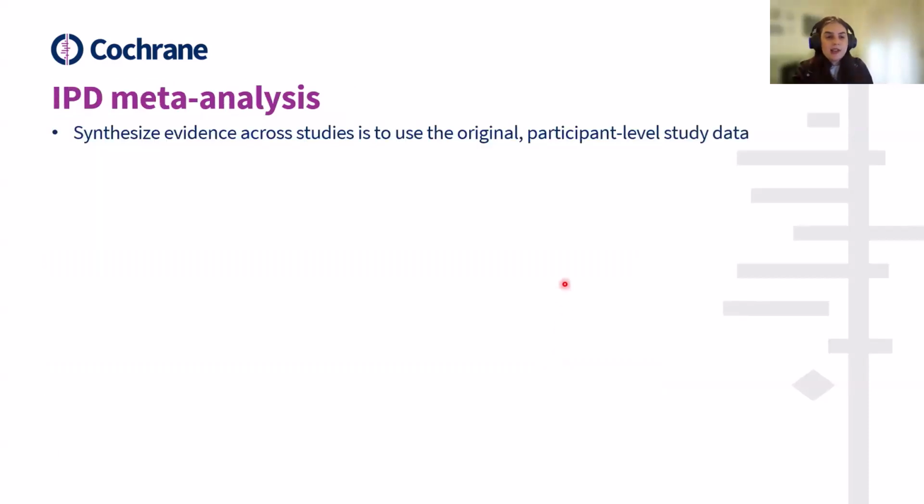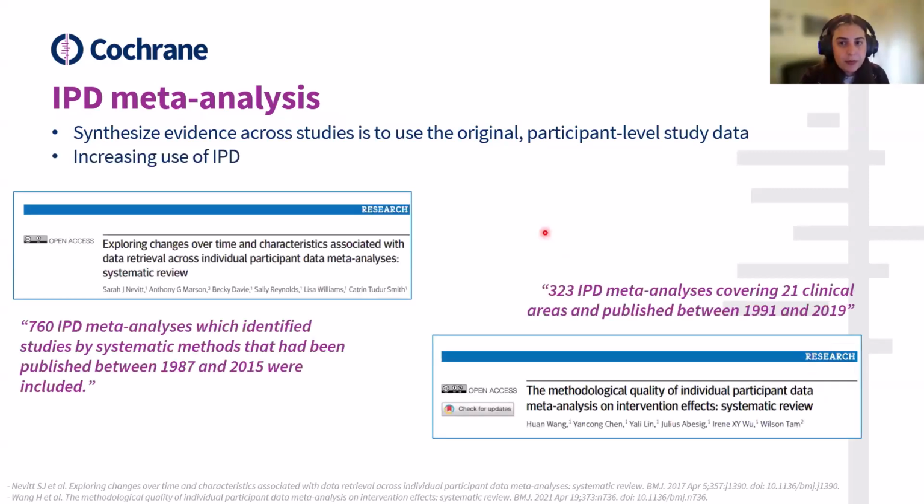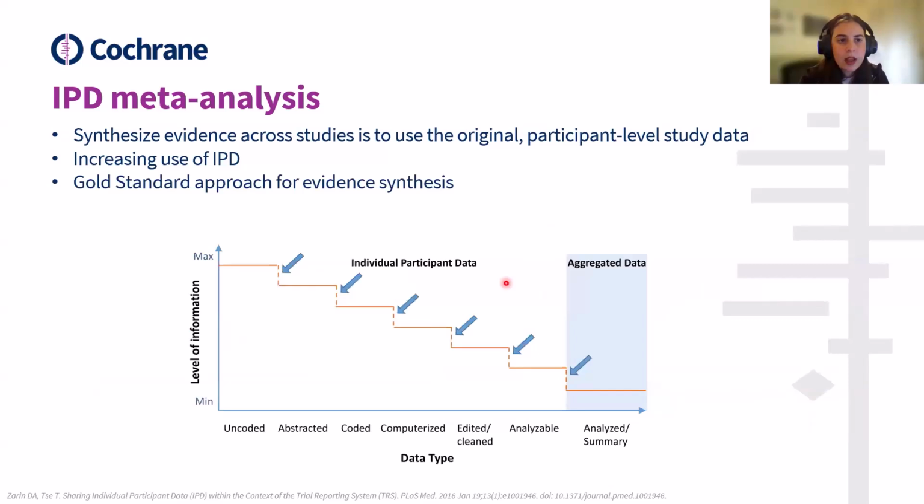So this is what IPD meta-analysis allows for: to synthesize evidence across studies using the original participant-level study data. There is a clear increase in the use of IPD meta-analysis. One large review identified 760 IPD meta-analyses published between 1987 and 2015, while a more recent review found 323 IPD meta-analyses across 21 different clinical areas, published between 1991 and 2019. So IPD meta-analysis is being used widely and across many fields.